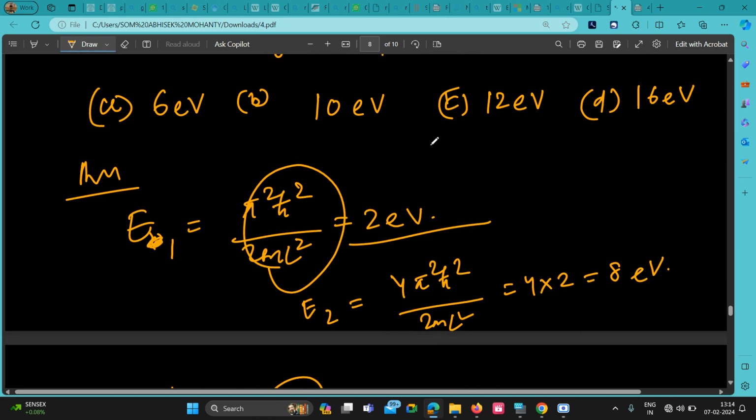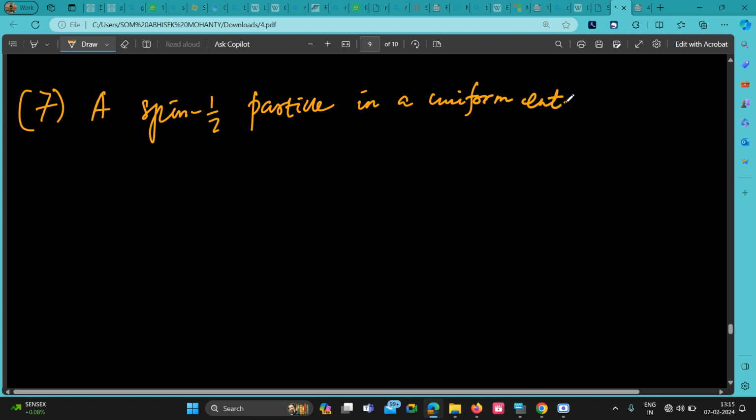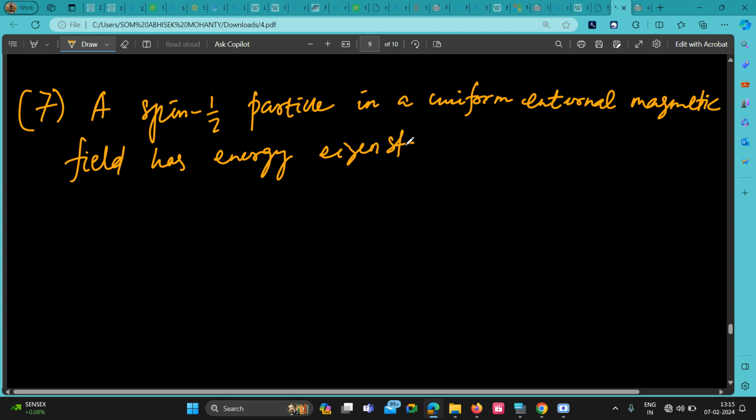Okay? Question number 7. A spin-half particle in a uniform external magnetic field has energy eigenstates |1⟩ and |2⟩.